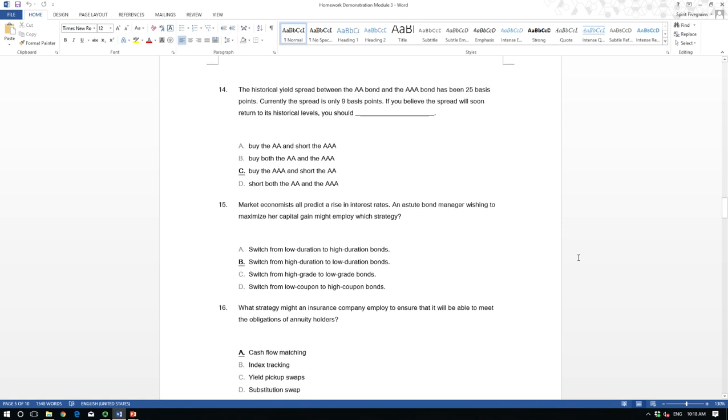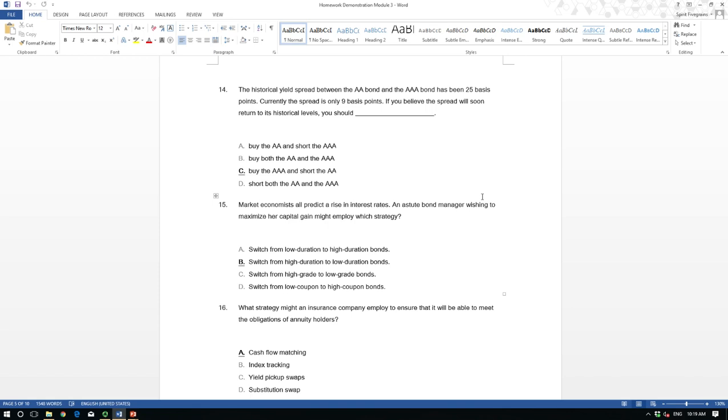Number 14. The historical yield spread between AA bond and AAA bond has been 25 basis points. Currently, the spread is only 9 basis points. If you believe the spread will soon return to the historical level, what should you do? Right, so here, AA bond is riskier, right? So AA bond earns a higher return, and right now it earns 9 basis points higher. But in the future, you believe that it will make more money. So here it seems that AA is undervalued and AAA is overvalued. And in order to capture the maximum amount of return, what you need to do is to buy AAA bond and short AA bond.